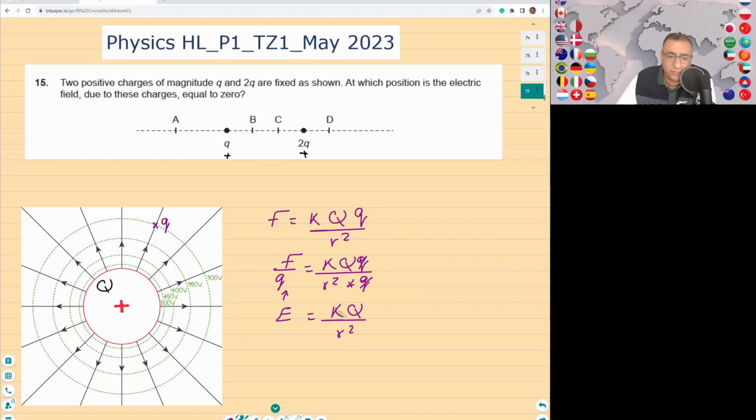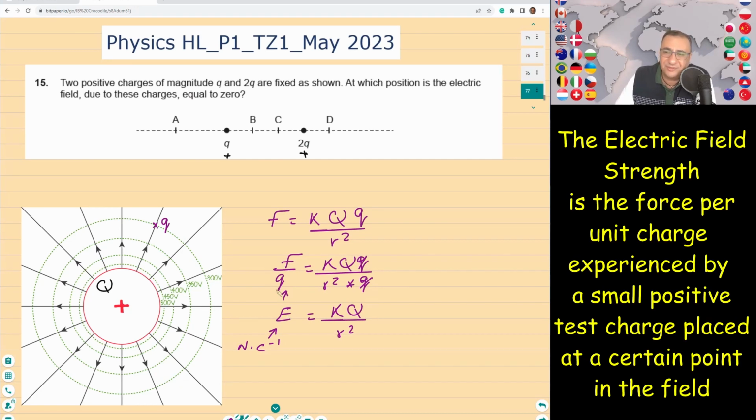So force in Newton, quantity of charge in Coulomb, electric field strength in Newton per Coulomb, N C to the minus 1. By definition, if you are interested, electric field strength is the force per unit of charge. It is the force per unit of charge, right?